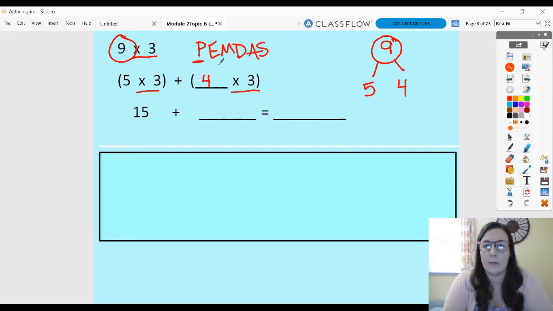Remember, we first deal with our parentheses. So we're dealing with our numbers in the parentheses. So 4 times 3 is 12. And now we can add these two together pretty easily in our heads to get a total of 27.